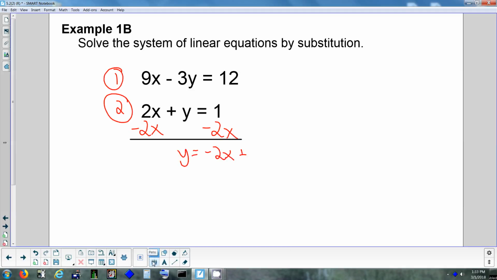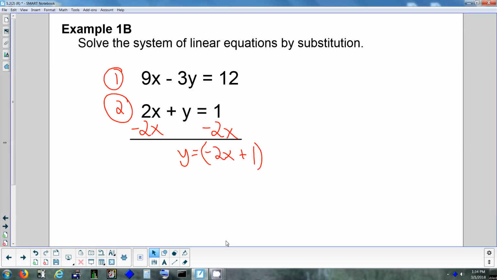Plus 1. Excellent. Negative 2x plus 1. Very good. All right. One more thing I should do in this step. Someone remind me? It's a small little thing, but it's really important. Put parentheses around it. What do I put parentheses around? Negative 2x plus 1. Okay, good.